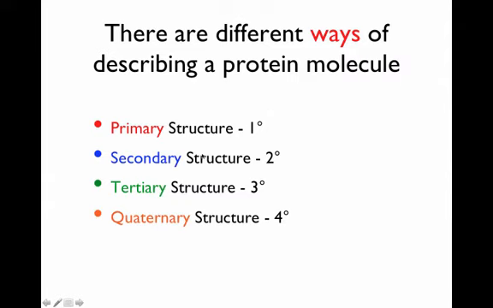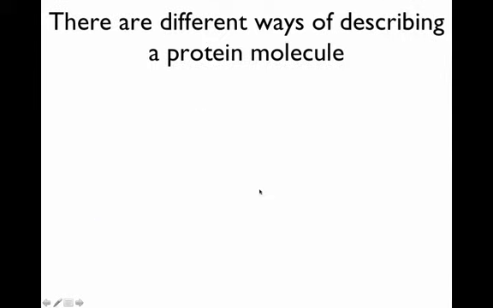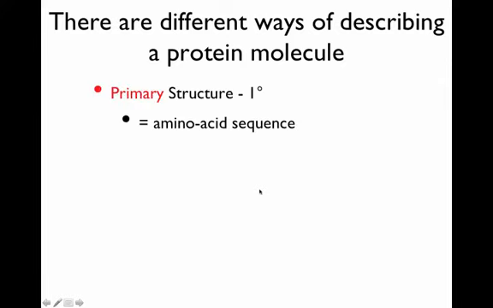Now, I haven't explained what these different ways of describing a protein are. I'm going to spend most of my time talking about primary, not very much time talking about secondary, a little bit of time on tertiary, and not much time on quaternary. So we're going to focus mostly on primary and tertiary. So, different ways of describing a protein molecule. The first is primary structure.